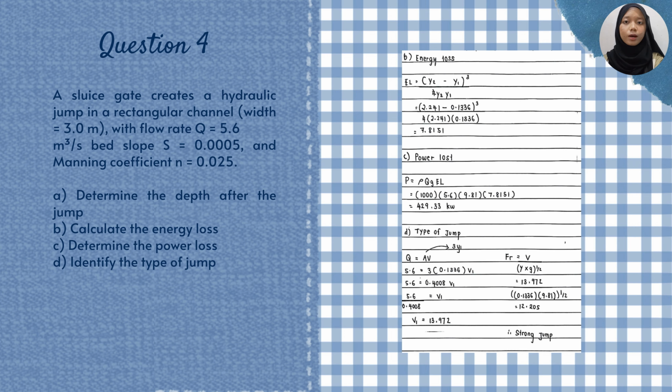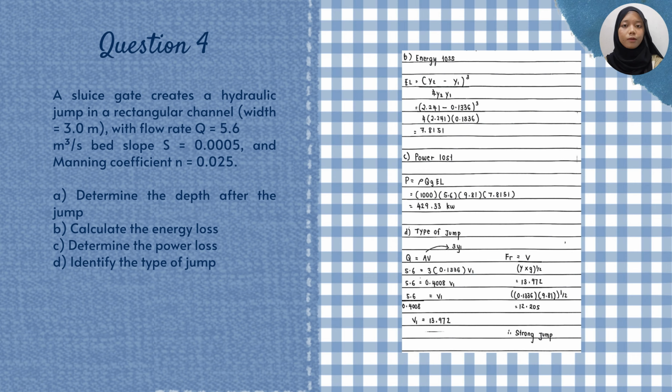Next, we are going to find power loss by using the formula P equals rho Q g EL. We substitute the values into the formula: 1000 for rho, Q is 5.6, gravity is 9.81, and our EL is 7.8151. And we'll have the answer of 429.33.